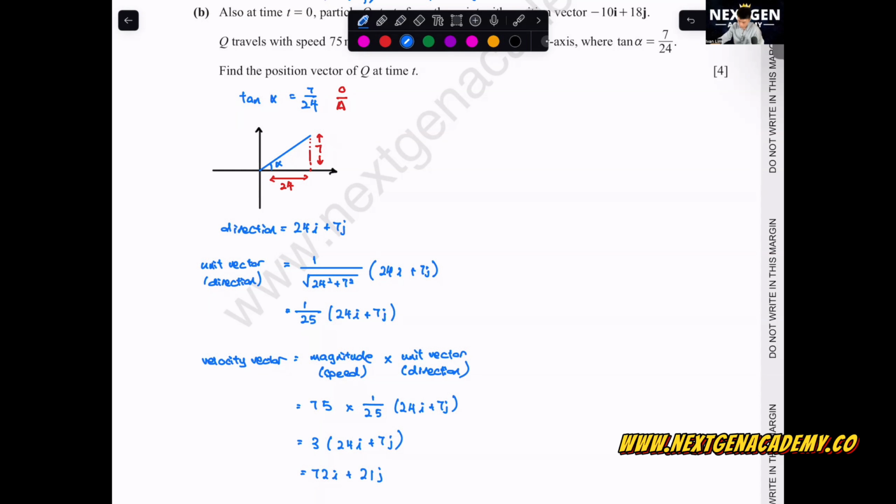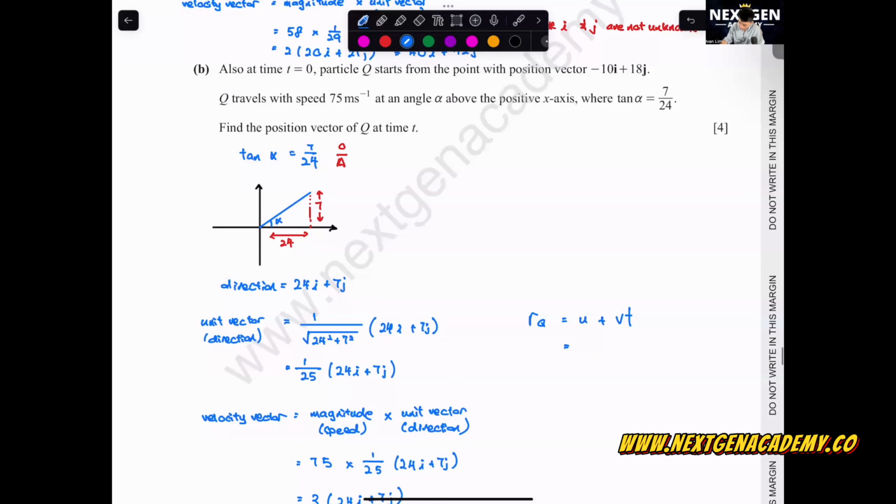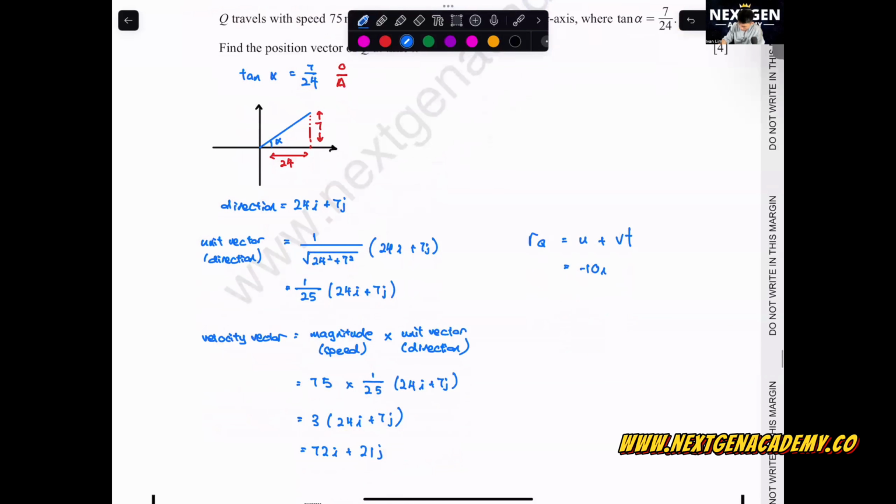Okay, we repeat the same thing again. So what is the position vector of Q? So RQ equals U plus VT. The initial position is negative 10i plus 18j. Negative 10i plus 18j plus VT, 72i plus 21j times t. We can simplify this to negative 10 plus 72t i plus 18 plus 21t j, or you can write it as negative 10 plus 72t, 18 plus 21t, if you write it in column vector.